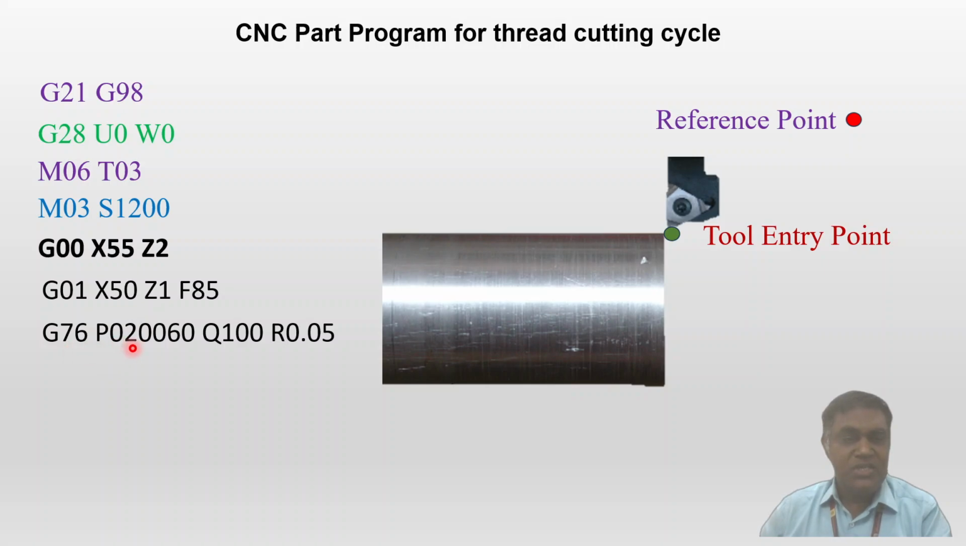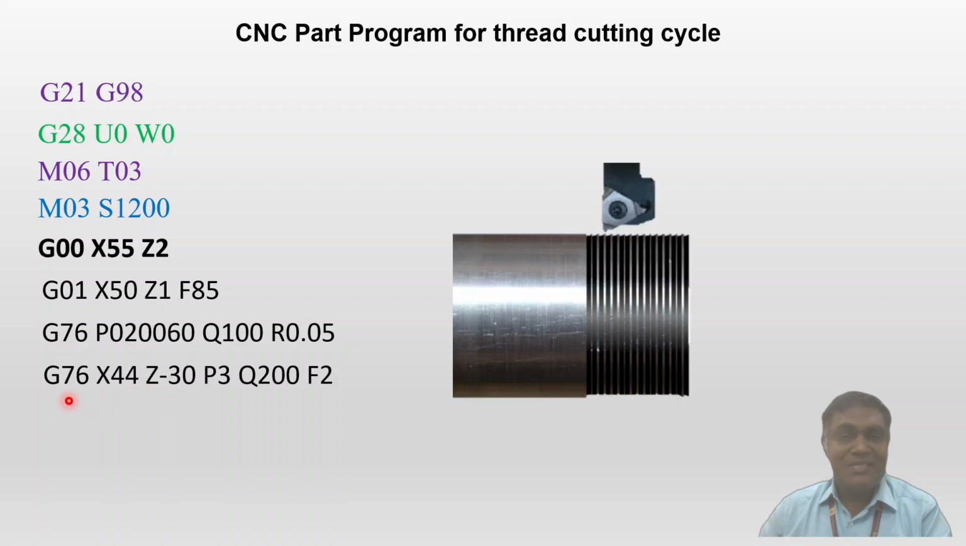G76 and P02. The first two digits indicate the finish allowances, and the next two indicate the chamfer. We are not giving any chamfer value, so we put 00, and the thread angle is 60. Q is 100, and the 100 is in microns. We know 1000 microns is equal to 1 mm, so 100 is equal to 0.1 mm, that is the minimum depth, and R is the finishing allowance.